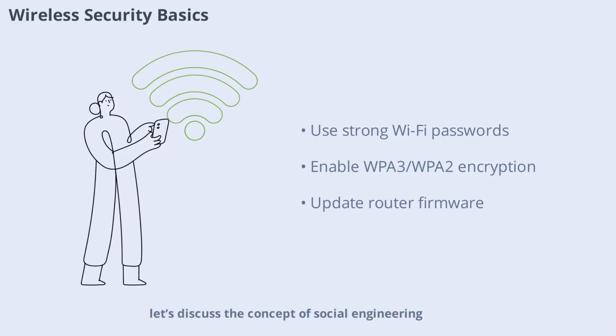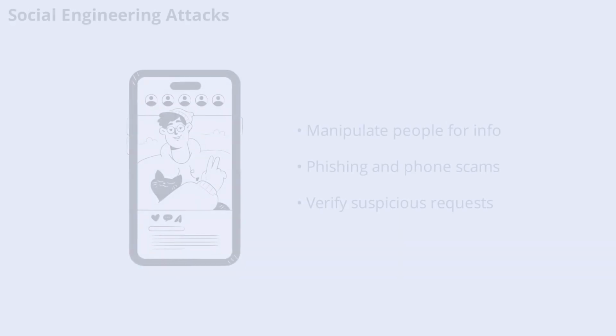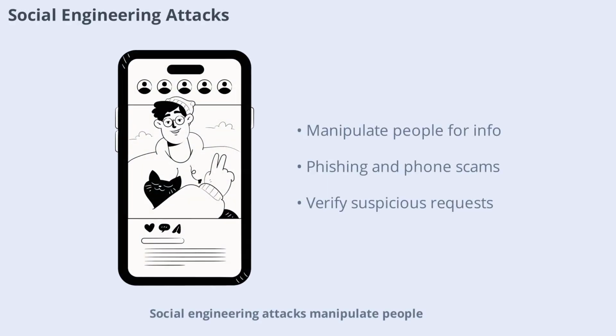Next, let's discuss the concept of social engineering. Social engineering attacks manipulate people into giving up confidential information. Attackers may pose as trusted individuals or create fake emergencies to trick victims. Common tactics include phishing emails, phone scams, and impersonation. Being aware of these methods and verifying requests can help prevent falling victim.